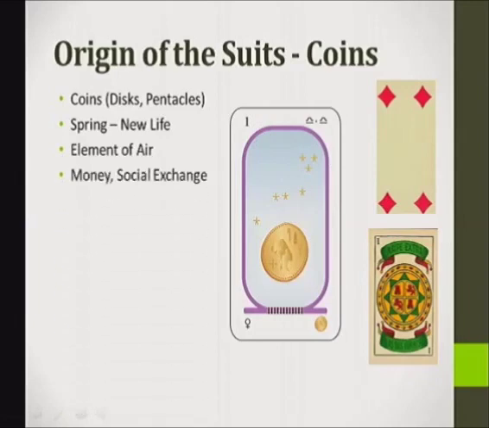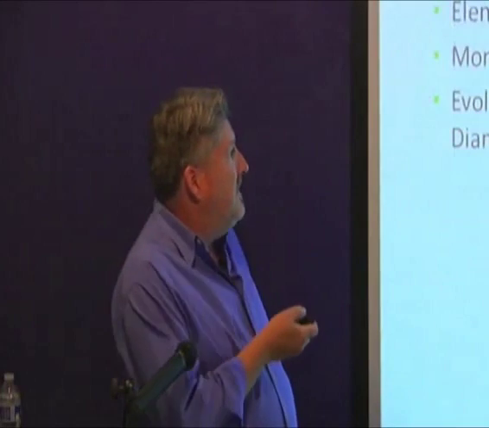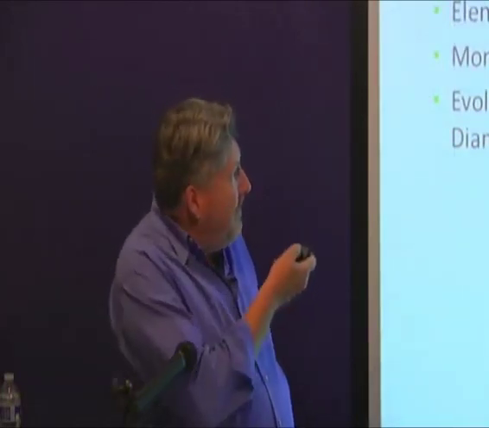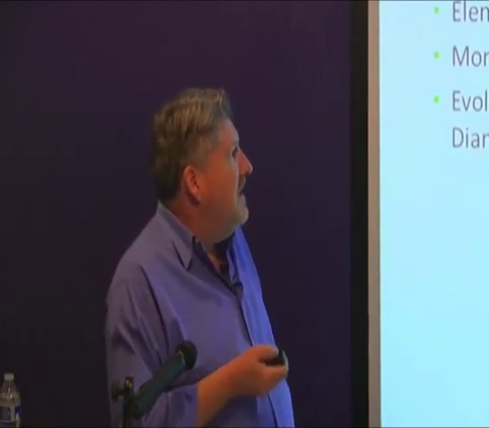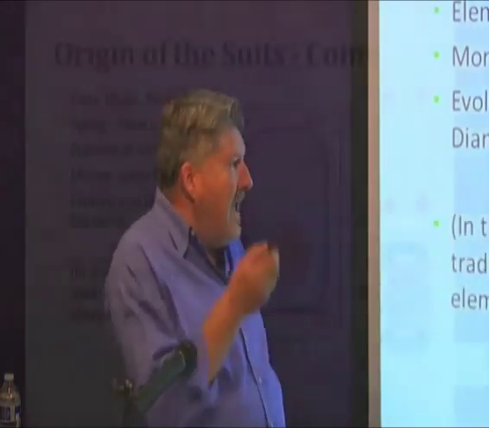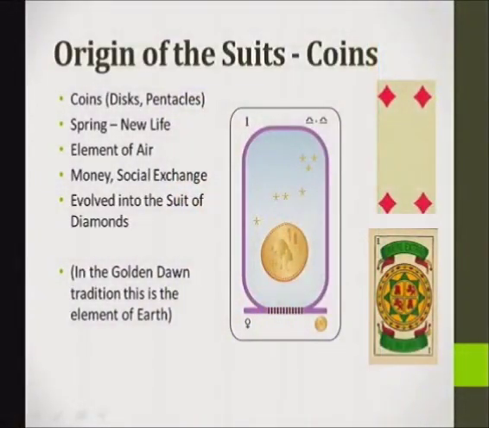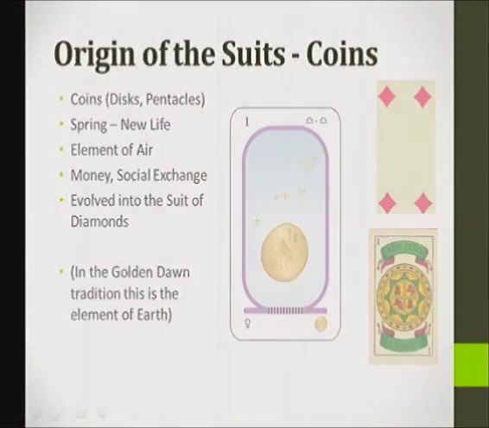Air, you can go maybe many days, probably a couple weeks without food. You might be able to go for 3 days without water before you die. You can't go for more than 5 or 10 minutes without air. Sorry, you're brain dead if you do that. So air was considered to be the most valuable nutrient form, the gift of life itself. So it evolved into what we valued, which was money, an element of social exchange, and it evolved into the suit of diamonds. However, in the Golden Dawn tradition, it's considered to be the element of earth, and this will create some confusion and crossover from one tradition to the next.